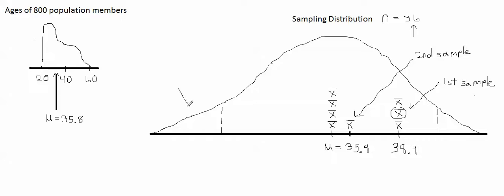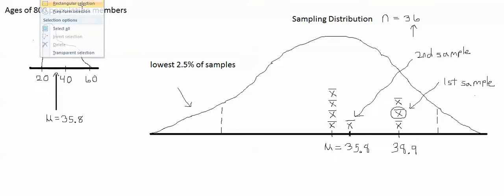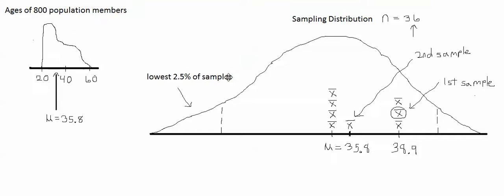So down here we have the lowest 2.5% of the possible samples. Out of all of the possible samples of 36 people, these samples down here would give us the lowest sample means. These are the most extreme samples at the low end. So if I end up getting a sample with a sample mean down here, my sample mean is going to be far below the population mean. I'm going to be underestimating the population mean by quite a bit.